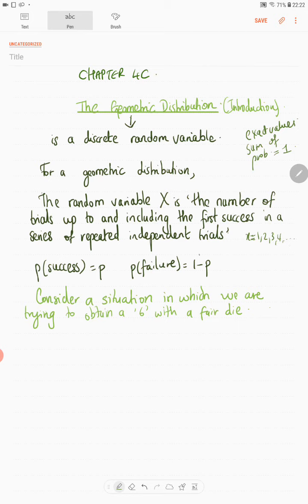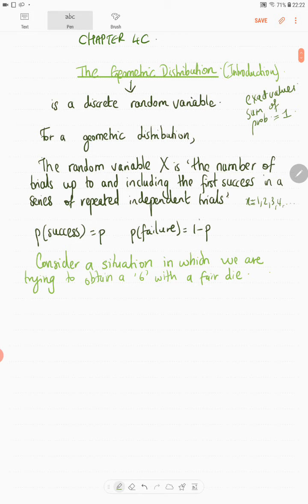And then we define our probability of success in a similar way as the binomial distribution: the probability of success is equal to p, and the probability of failure will be 1 minus p. Because it is a discrete random variable, we know that the total probability is 1. So we can obtain the probability of failure as 1 minus p. And p is constant for each trial.